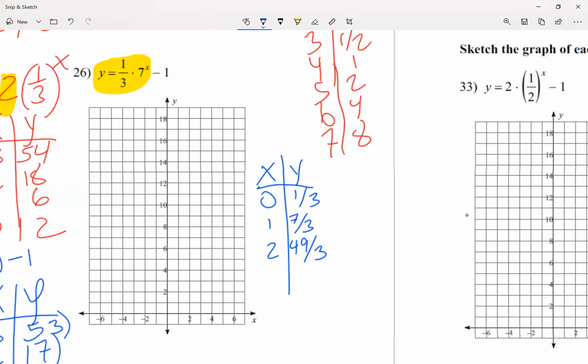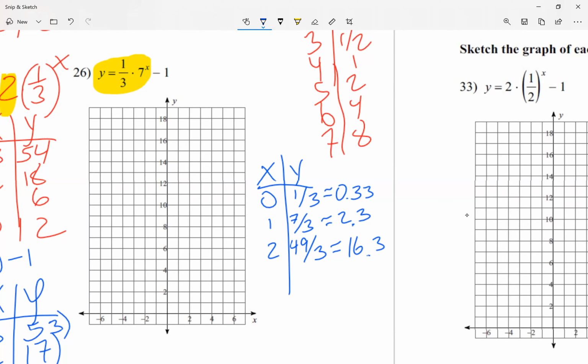Some of you might be like, well, fractions are not that great. Decimals are better. Okay, so let's grab our calculator. 1/3 as a decimal, it's about 0.33. 7/3, right? 7 divided by 3. It's about 2.3. 49/3, like 49 divided by 3. That gives me 16.3. So we prefer this as a decimal. There you go.